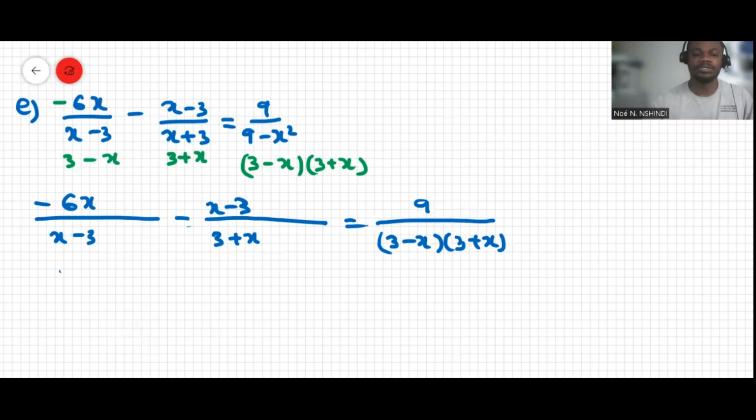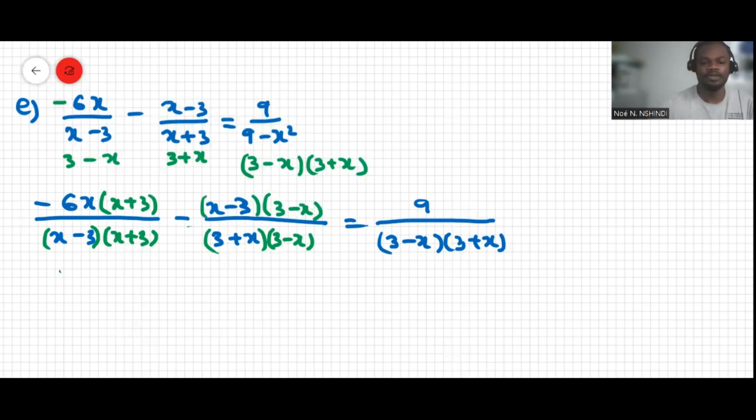Now, if I need to complete, I need to make the denominator common. Okay, I will times here by x plus 3, and to make my fraction the same, I'll also put 3 plus x on the numerator. It's 3 plus x, but yeah, it's the same thing. And over here, I'll times by 3 minus x, to make the fraction the same, and I'll times here also by 3 minus x.